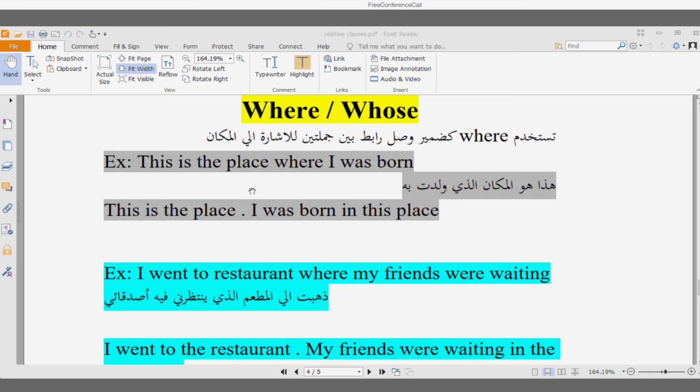Another example, this is the place where I was born. This is the place where I was born. So where is used to refer to the place of birth. This is the place where I was born.